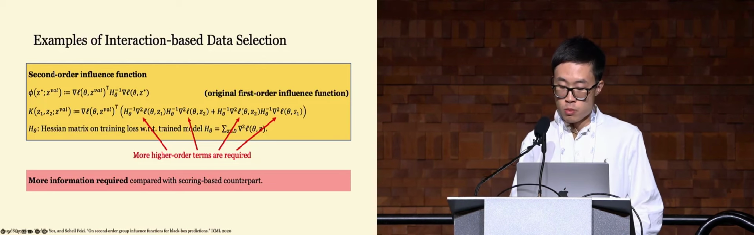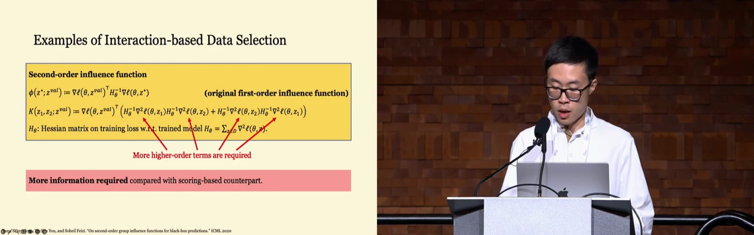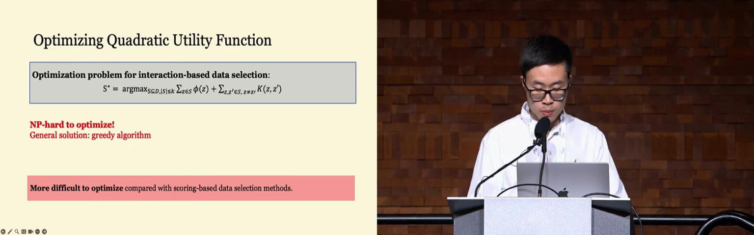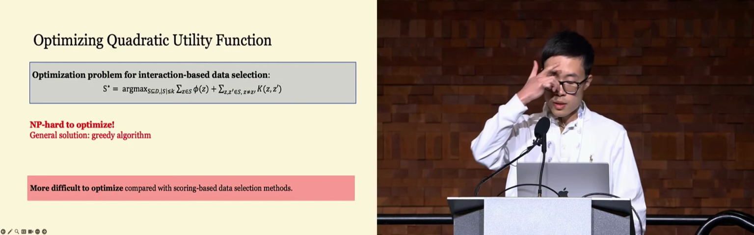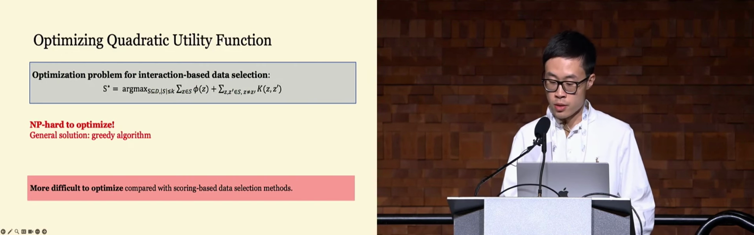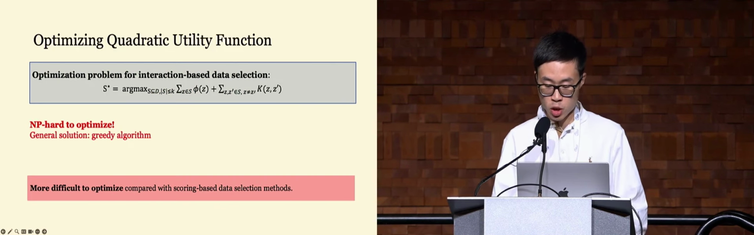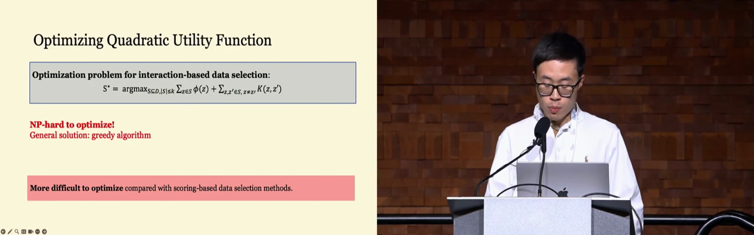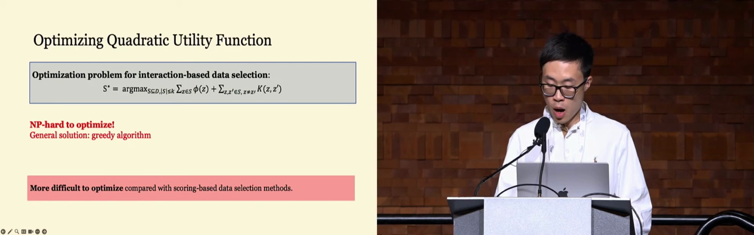The interaction term here involves more complicated computations with Hessian matrices. So this exemplifies a common pattern in interaction-based methods: we often need more sophisticated machinery to capture the pairwise relationships between data points. This increased complexity gives us more expressive power, but often comes at a greater computational cost.